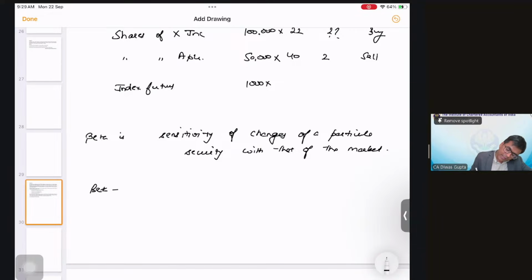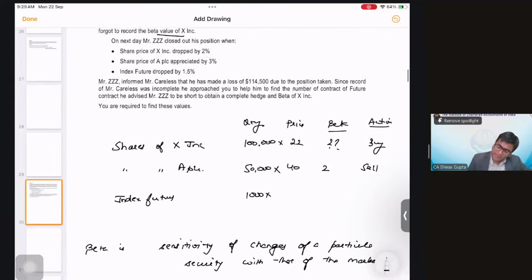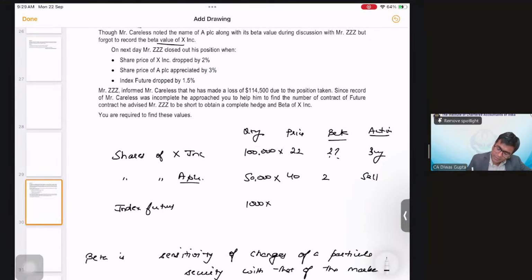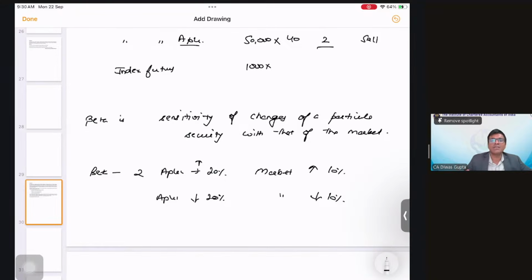Let's say beta is 2, for example, APLC, the beta is 2, right? So it means that if market is moving up by 10%, APLC will move up by 20%. So beta of APLC 2 means this: if market is going down by 10%, APLC will move down by 20%. So it will move twice as much as the market is moving.